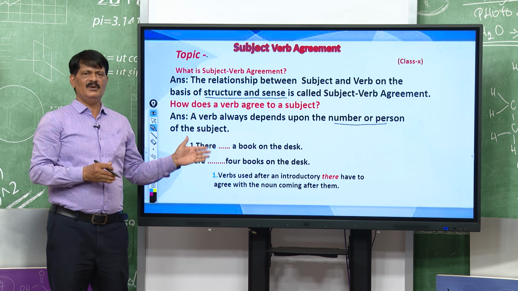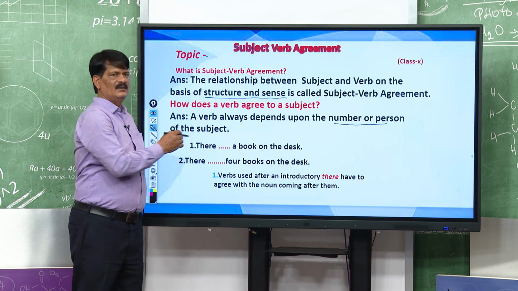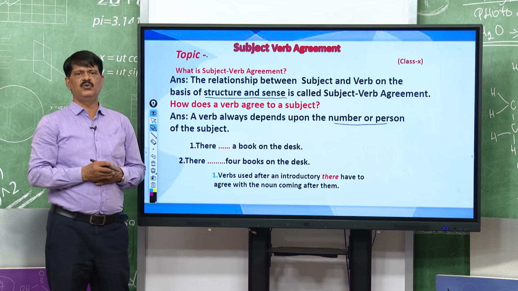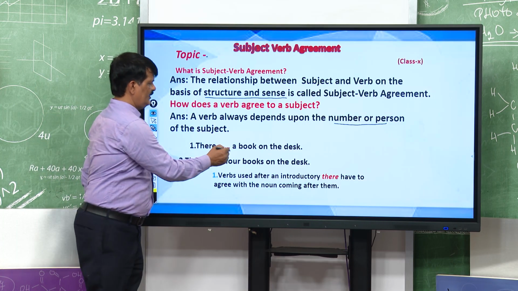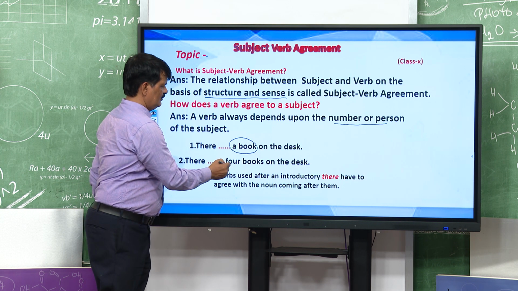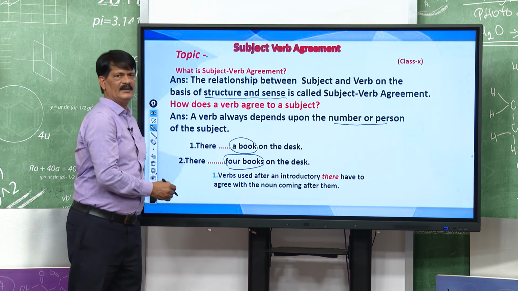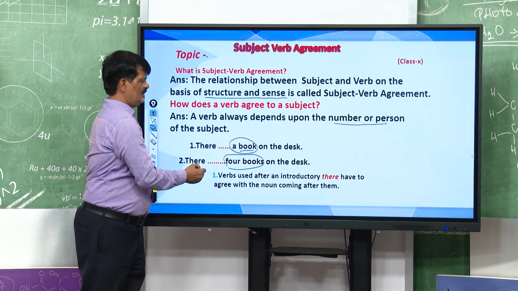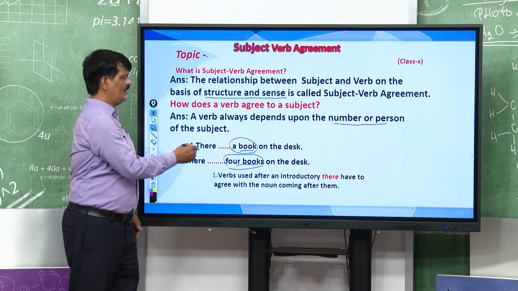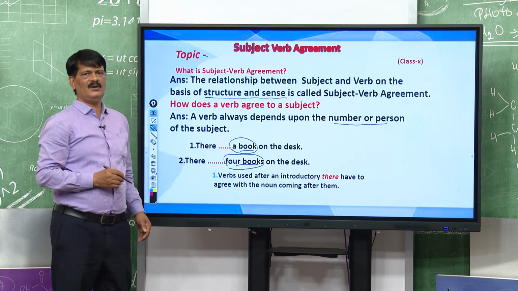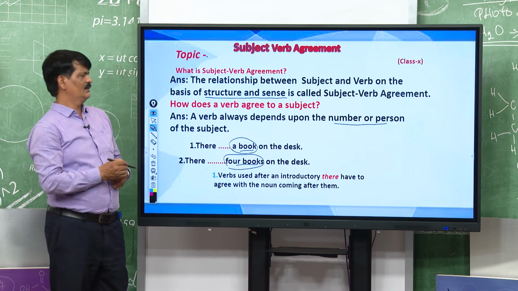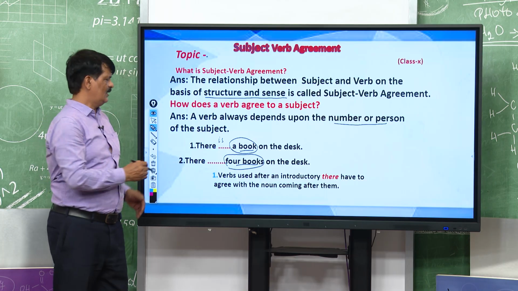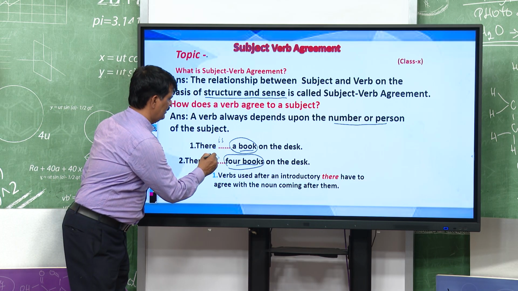Two examples are there. There dash a book on the desk. There dash 4 books on the desk. Here it is a book, here it is 4 books. Easily you can say, here it is a singular noun, here it is plural, so definitely it will be a singular verb and a plural verb. There we can write "there is", is it not? Very good. And "there are 4", here we can write "are".